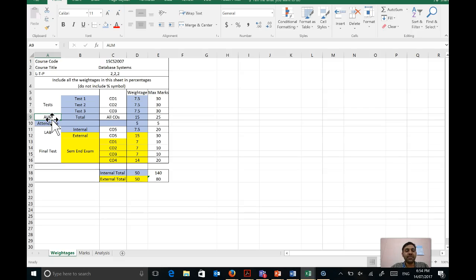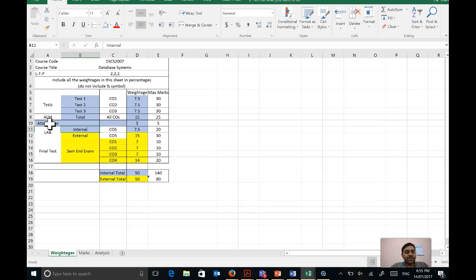The next one is for ALM. I've gathered all the active learning, like LTCs, group discussions, seminars, everything clubbed together, under one name, that is ALM, and that is for all the COs. So let's not classify them. Give the total maximum marks. Here I've mentioned 25; it could be any number depending on the maximum marks, and this is the weightage, 15%. This could also vary depending on your other components. And then attendance is quite a fixed component, so 5% weightage and 5 marks.